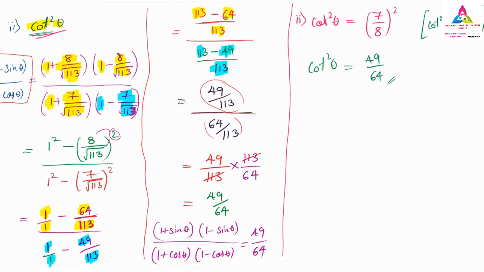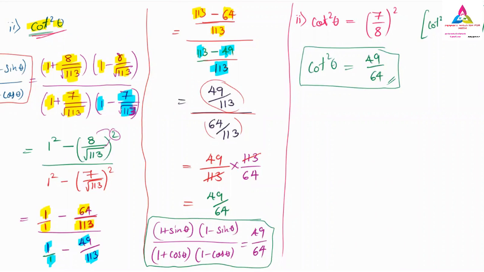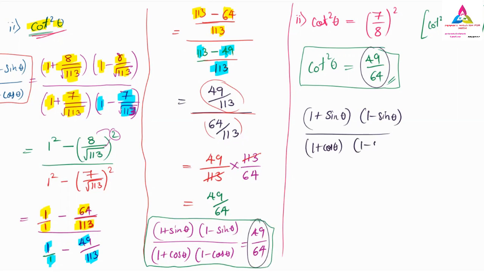1 plus sin theta into 1 minus sin theta, what is the value we got at the end? The same value we got for the cot square theta, which we can find at the end. We can justify that 49 by 64, here also 49 by 64. Obviously, they have not told us to do this, but I will show you. 1 plus sin theta into 1 minus sin theta, by formula, divided by 1 plus cos theta into 1 minus cos theta, the total value will become cot square theta. So this is your verification.